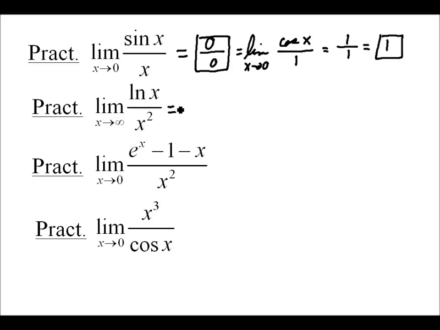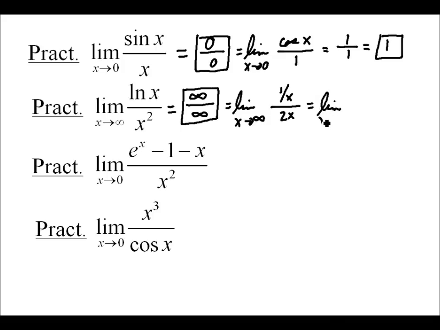Second problem, if I let x go to infinity, natural log of infinity is infinite. Infinity squared is also infinite. And so this becomes the limit as x goes to infinity. Now, derivative of the top is 1 over x. Derivative of the bottom is 2x. Now guys, before you evaluate this again, before you do anything else, let's clean this up. Let's make this as simple a problem as possible. 1 over x divided by 2x is 1 over 2x squared. If I let x go to infinity, this is 1 over infinity. My answer is 0.